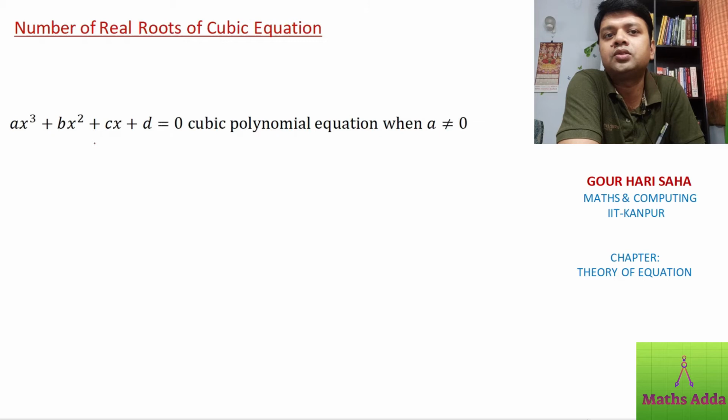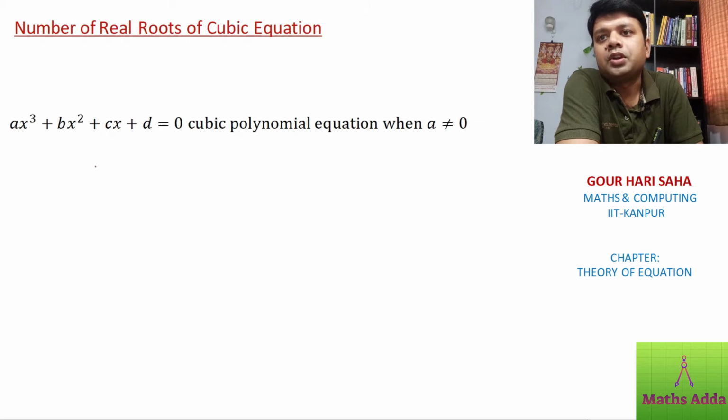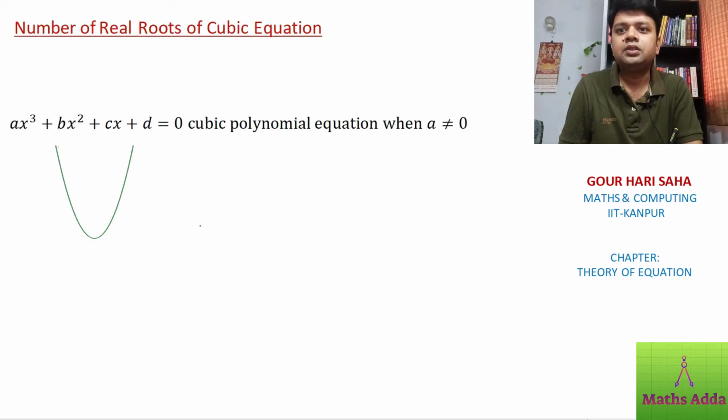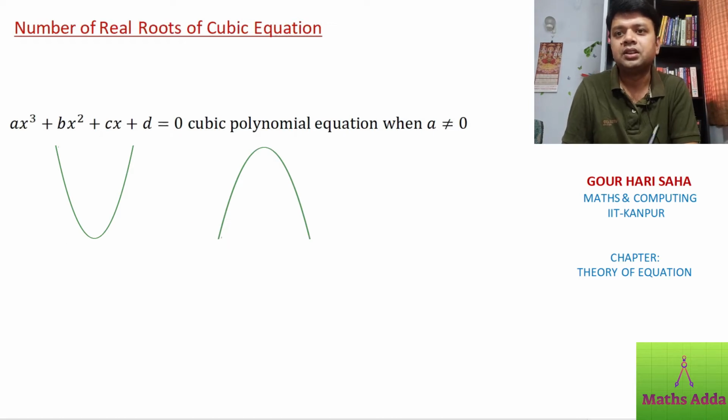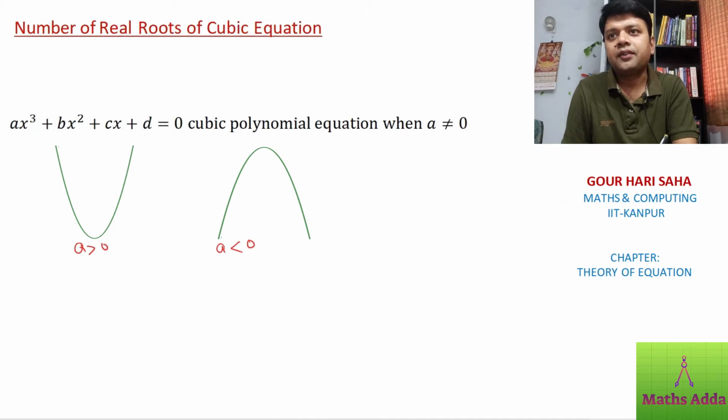I hope everybody knows how the graph of a quadratic polynomial looks, like this one or like this one, right? We have done this in detail in quadratic equation in the beginning of this topic. This is when a is greater than 0, this is when a is less than 0. So this is the graph of quadratic, right? So let's look at the graph of cubic.